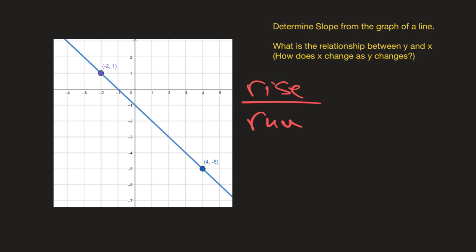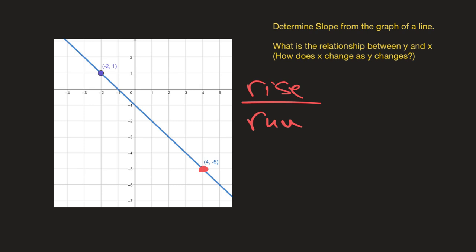It does not matter which point you start from. You can start with the high point, work down to the low, or you can start low and work high, okay? I'm going to start right here. I'm going to start with this point here, and I'm going to work up to that point there, okay?